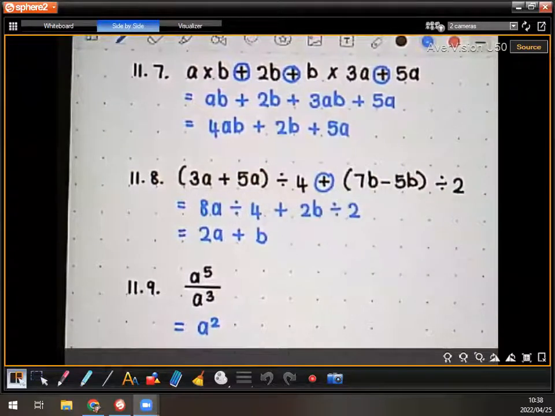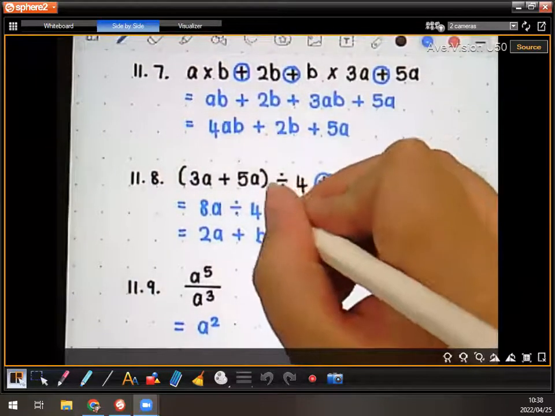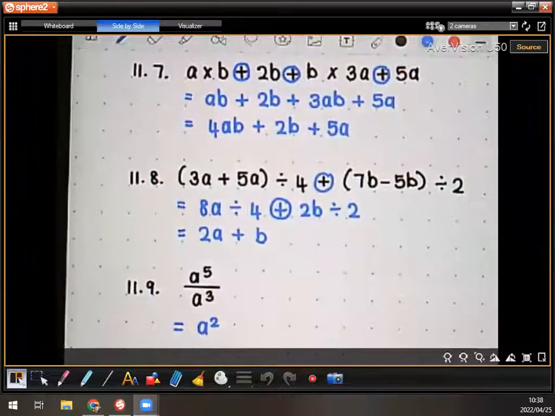Again, this bracket we can actually simplify. 3a and 5a, those are like terms. So that's 8a. And here, 7b minus 5b, those are like terms. I can actually work that out. That's 2b. Right, if you wanted to, you could circle this plus again because we're not ready to add together yet. We still have to do some simplification.